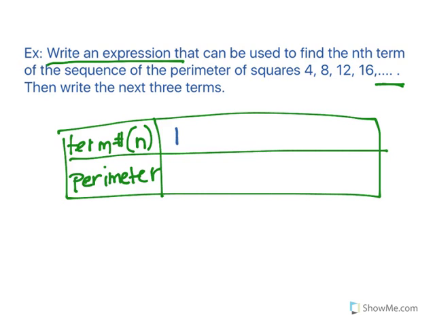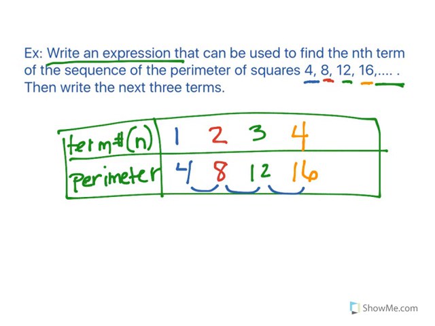So the first term is 4. My second term is 8. My third term is 12. And my fourth term is 16. Notice where I'm getting these from. Okay. So now I have to see, what's that common pattern that I'm getting from here? Well, I can see the difference between these numbers here is a difference of 4, where I'm going up by 4.